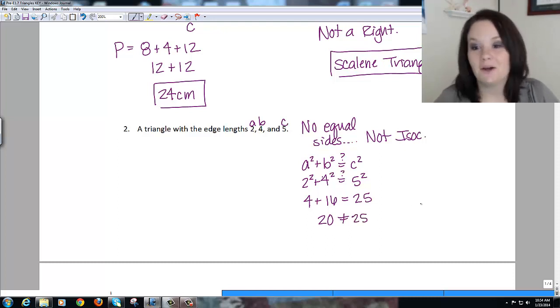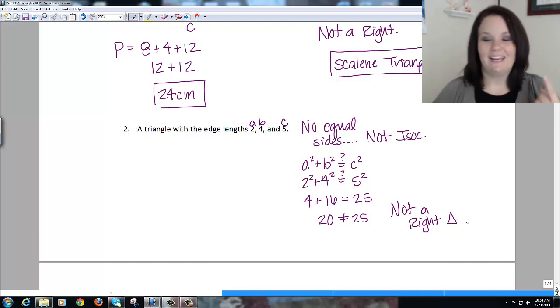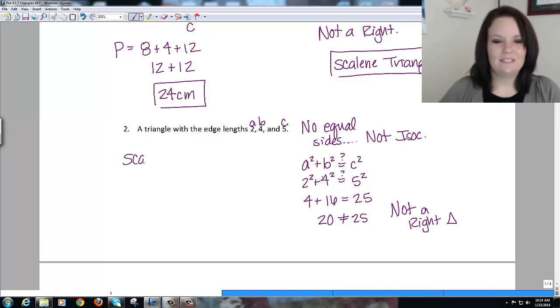So again, not a right triangle. Okay, so if it's not a right triangle and it's not isosceles, again, this would be a scalene. So this is a scalene triangle.